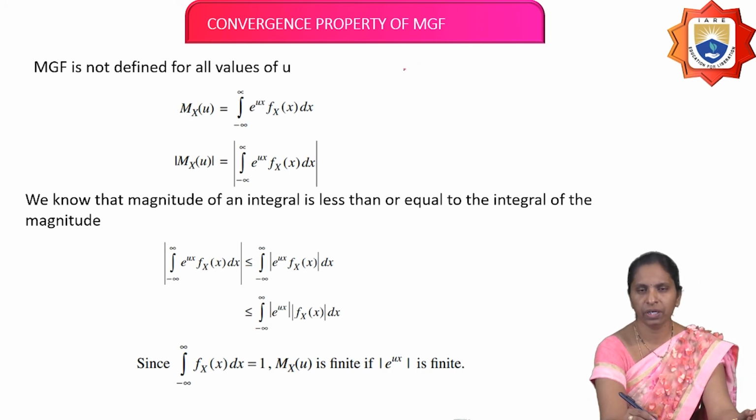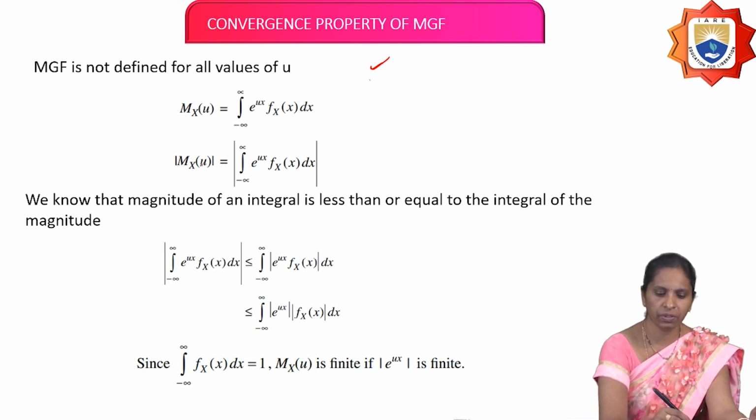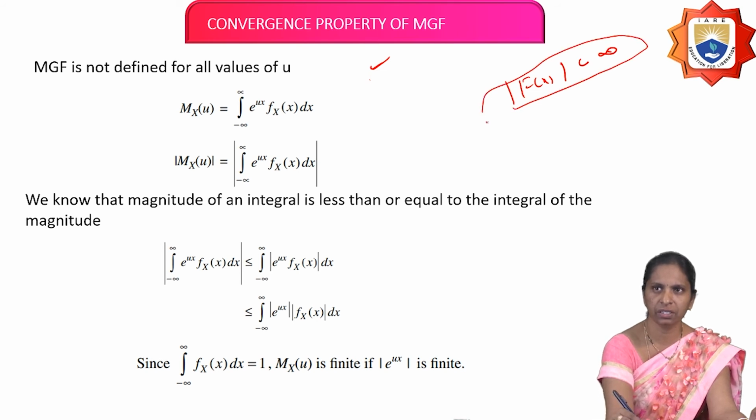Now we have done the convergence property of the characteristic function. Let us see the convergence of the moment generating function. We have seen that the characteristic function will always converge for a random variable X. Let us see whether the moment generating function will exist or not. How do you find the convergence of a function? The mod of f(x) should be less than infinity. This is the condition for convergence.